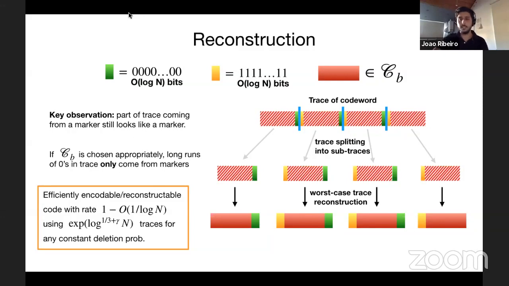Okay, any questions? Yeah. Do you really need these green and yellow markers after you do the splitting? I mean, you do, because you don't know where the markers end and the code words begin. I guess you could add more long runs of zeros or ones at the end or at the start of your code word. But that wouldn't really matter. That would give you the same redundancy. So you really do need the markers there because you cannot differentiate.